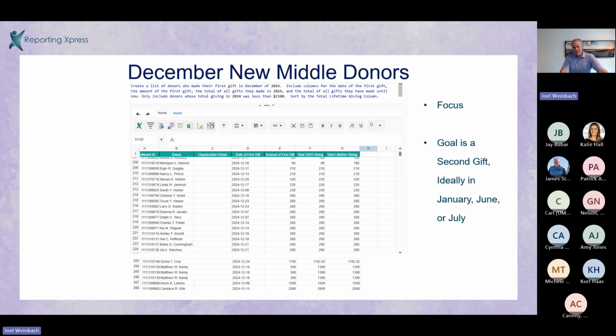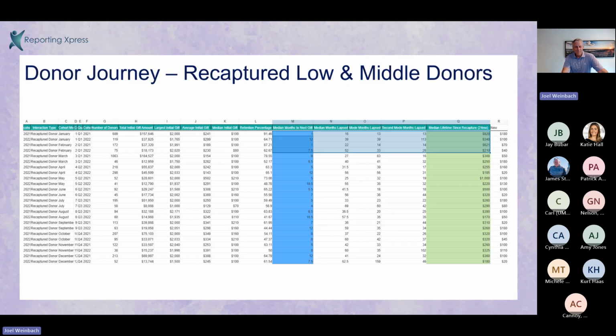Obviously, if they never make a second gift, it's not hard to calculate. They're worth more if they make a second, and they're more likely to make a third, a fourth, a fifth, etc. So that second gift is really important, and you should have a program that focuses on providing the right information to them to get them to that second gift.